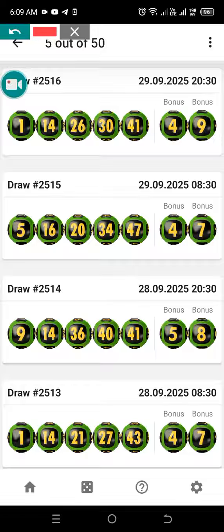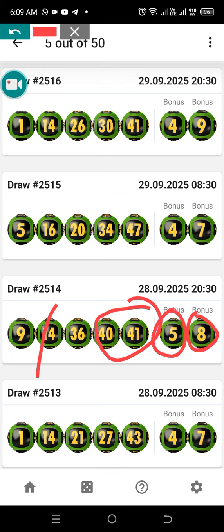So let's see Goslotto 550. The first strategy is to take these last two numbers and do plus or minus the bonus ball. So each number you do plus or minus.